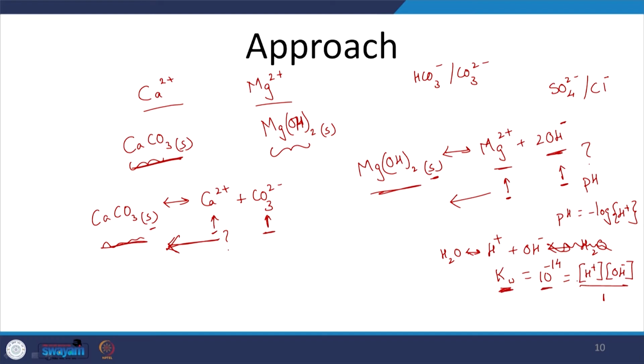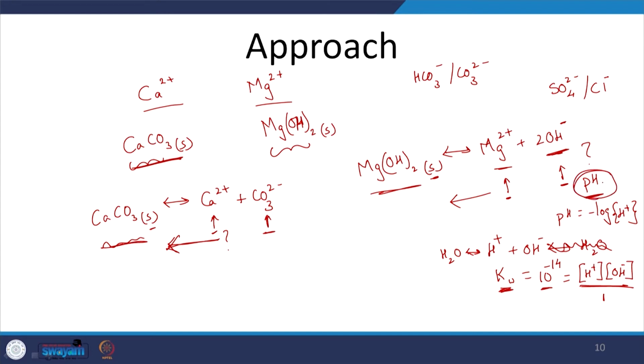Kw, which is 10 power minus 14, is concentration of H plus times OH minus, right? So if I decrease the H plus concentration, OH minus will increase, or vice versa. You can see the relationship here. So I am going to have to increase the pH if I want to increase the OH minus concentration. So that's something to keep in mind.